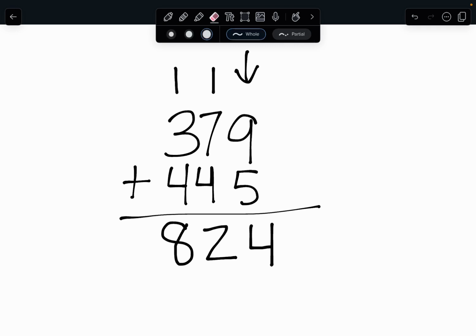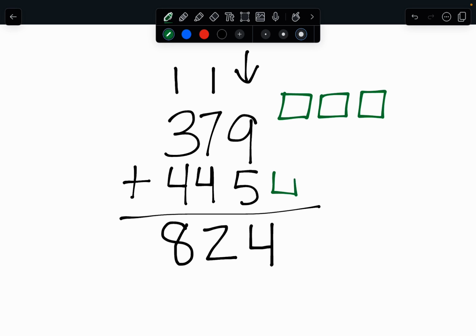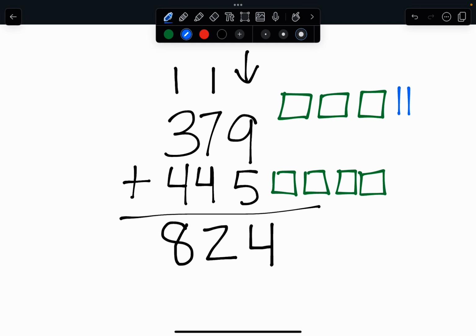Now, if you need to do a picture, that is totally fine, okay? So you would just come over here and do the picture. 300s, 400s, 7 10s, 1 2 3 4 5 6 7, 4 10s, 1 2 3 4, 9 1s, 1 2 3 4 5 6 7 8 9, and 5 1s, 1 2 3 4 5.